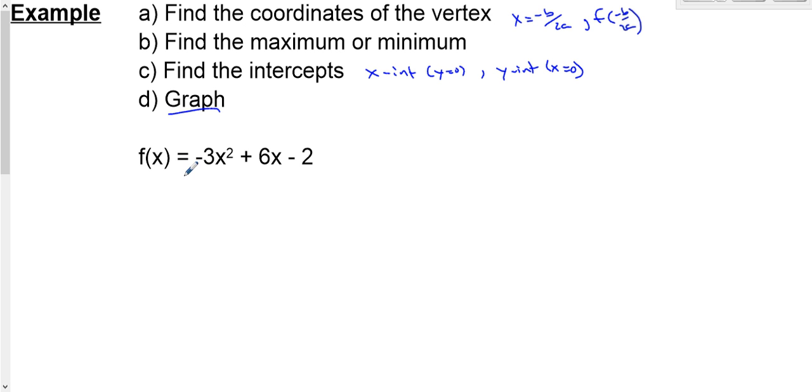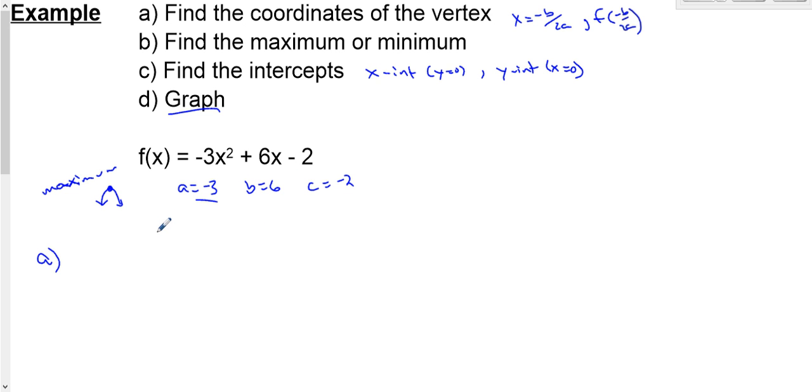So we have this function, negative 3x squared plus 6x minus 2. A is negative 3, b is 6, and c is negative 2. The fact that a is negative 3 means this is a frowny face and the vertex is at the top of our parabola. So we know that we're going to have a maximum. When we get to part b, we're going to be finding the maximum.